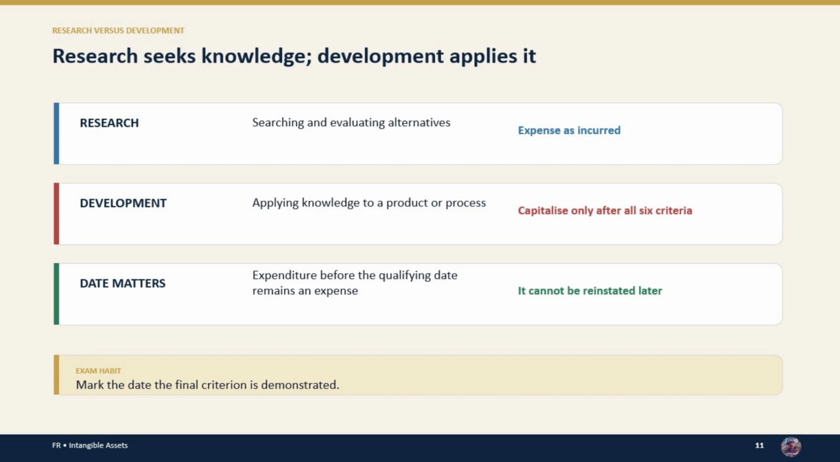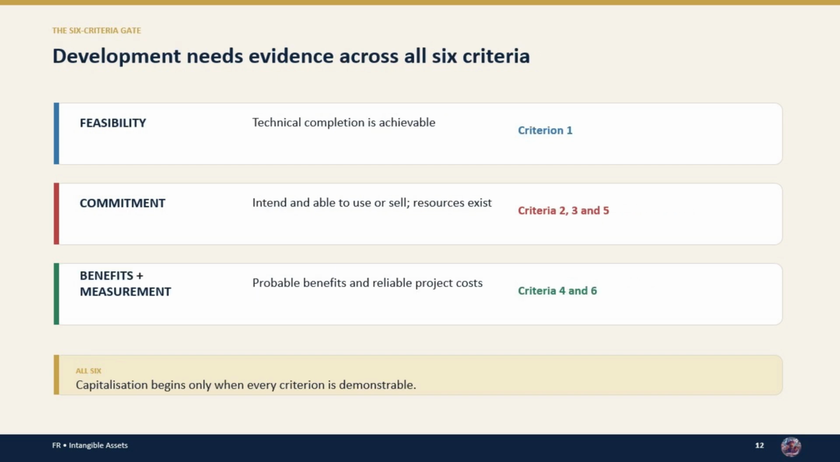Development may qualify, but only after all 6 recognition criteria are met. Development expenditure is recognized only when all 6 points can be demonstrated. Completion is technically feasible. Management intend to complete the asset. The entity can use or sell it.